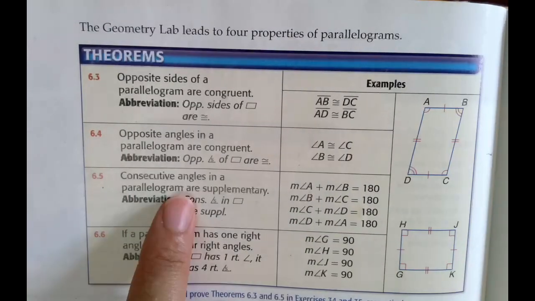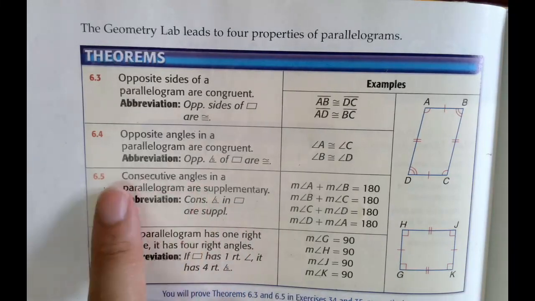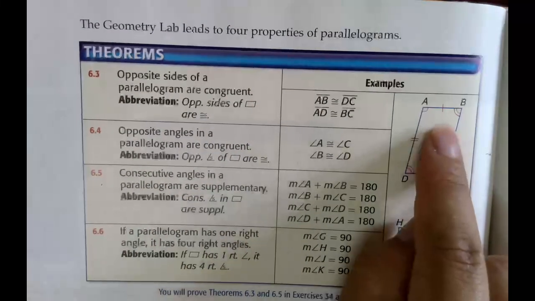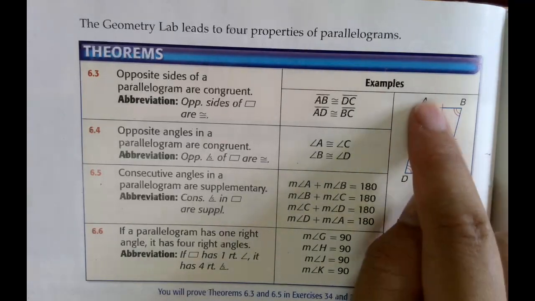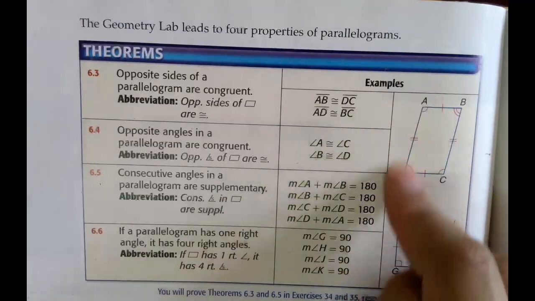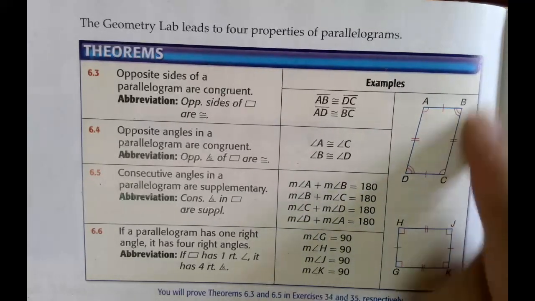The consecutive angles in the parallelogram are supplementary. So again, consecutive meaning they're next to each other. So for example, A and B here are supplementary, they add up to 180. A and D here are supplementary, they add up to 180. D and C are supplementary, add up to 180, and B and C.